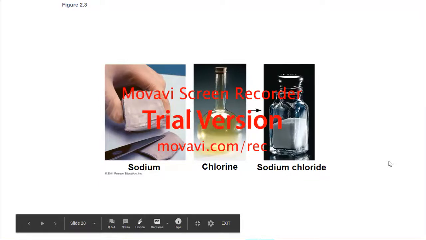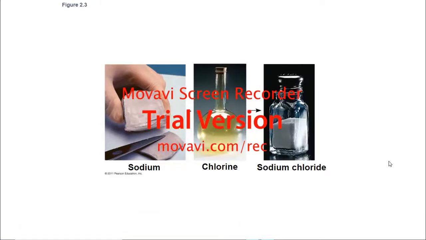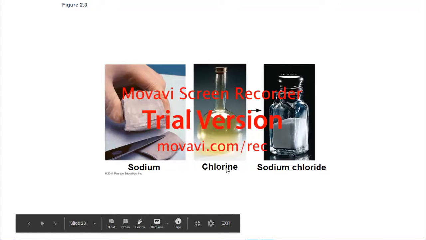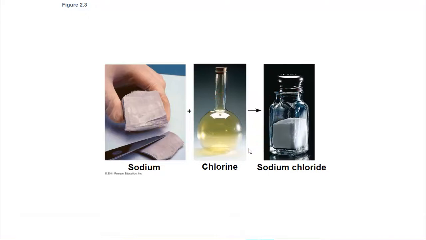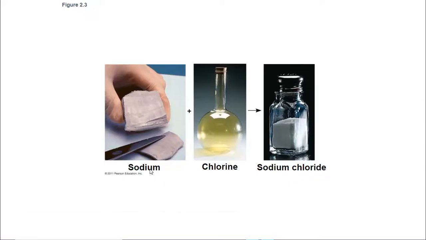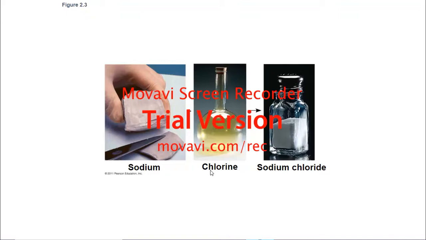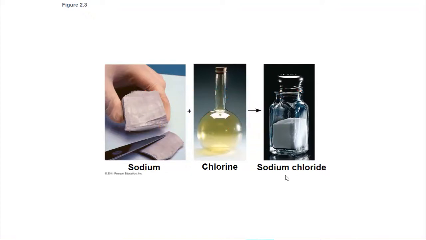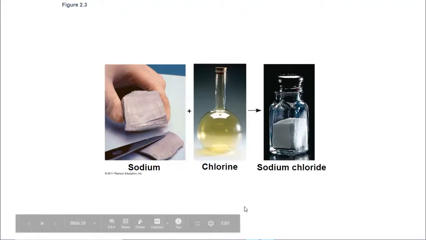On this slide, you see the image of sodium plus chlorine, which go through a chemical reaction to form the compound sodium chloride. So these are two elements that come together through a chemical reaction and form a compound, sodium chloride, which is just table salt. So this is an example of how a compound is made.